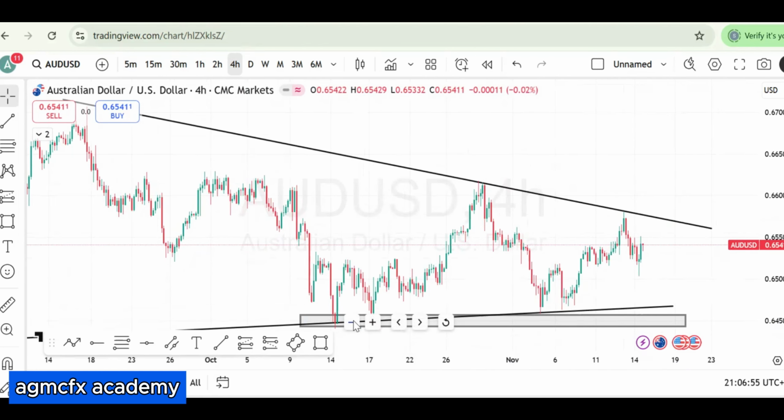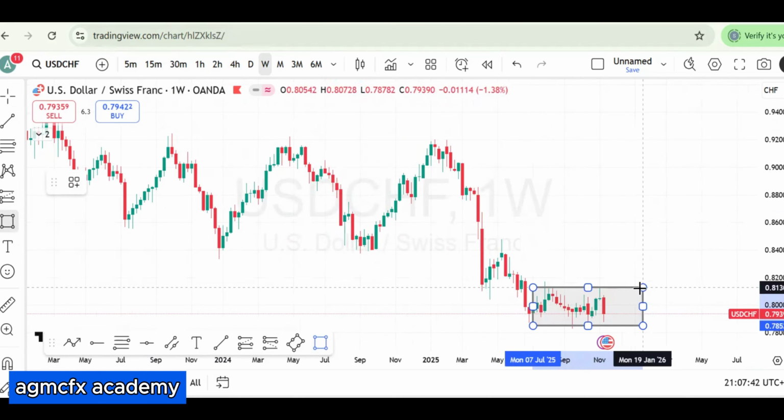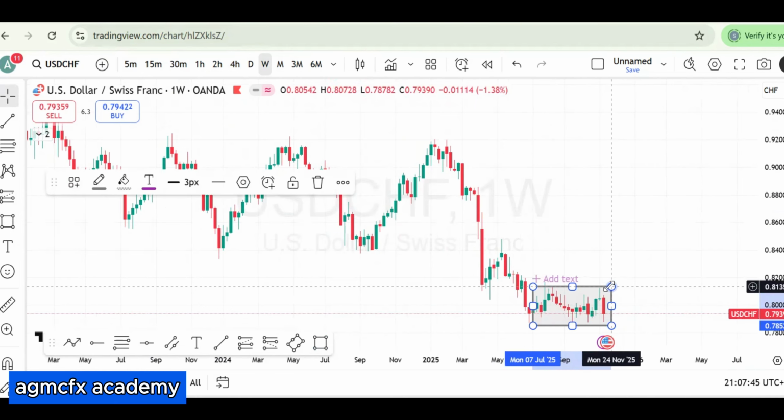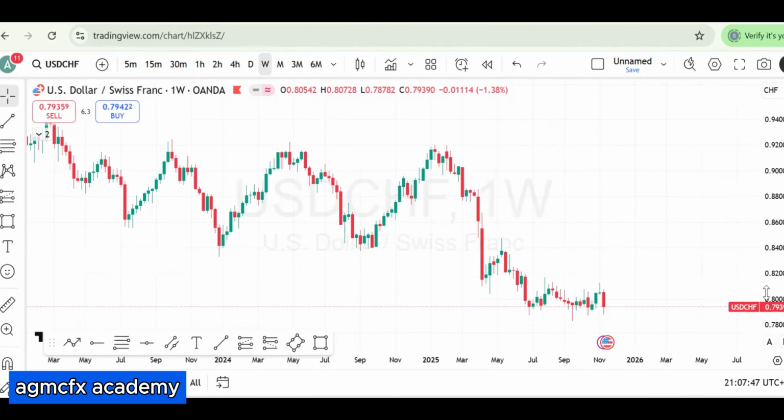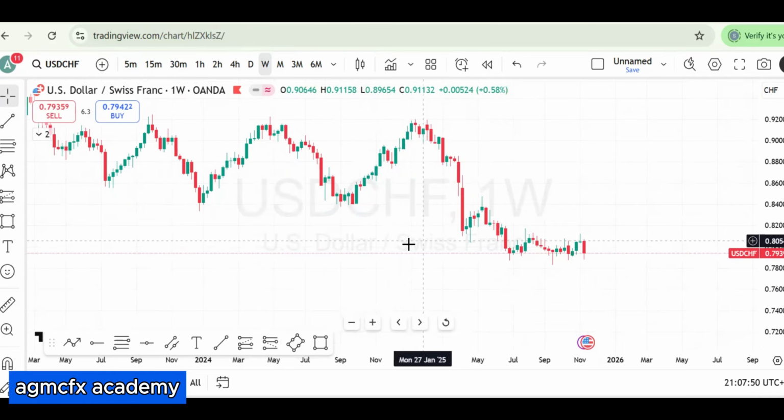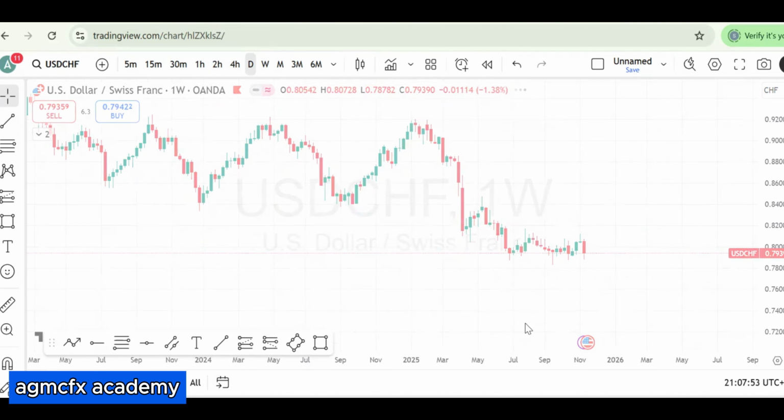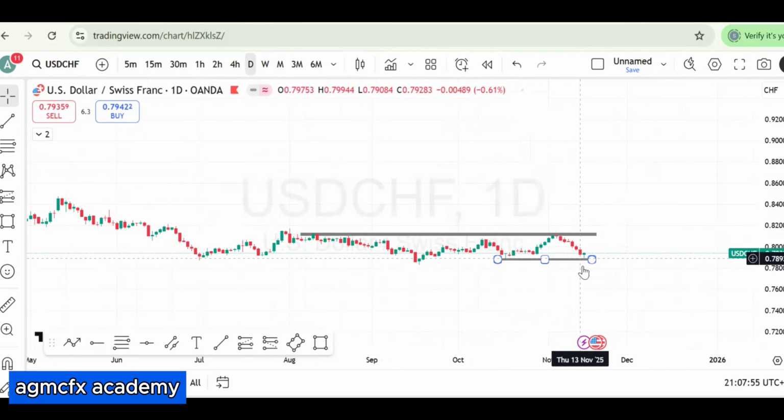So let's go down to USDCHF, and let's go to the weekly chart on the USDCHF. Now the same thing you can see on the weekly chart, we can see a ranging market. It has been ranging for some days now. But we want to look at how we can make an opportunity to either buy or sell this week. So let's go to daily and see what we can get at the daily.